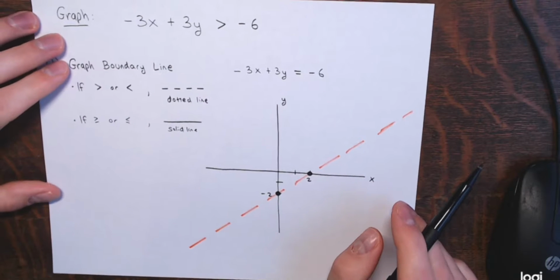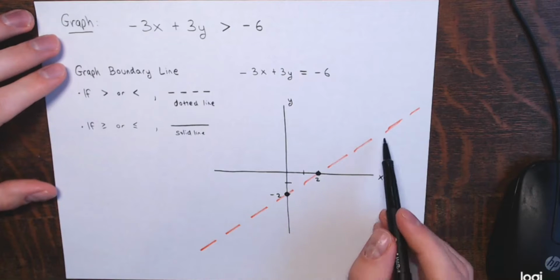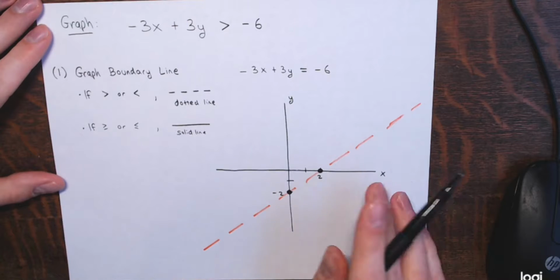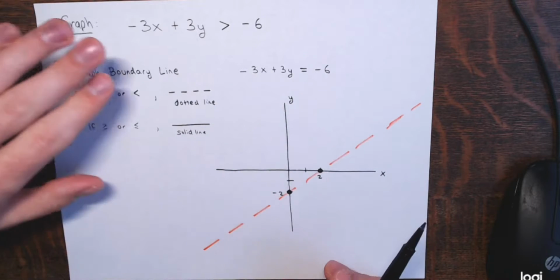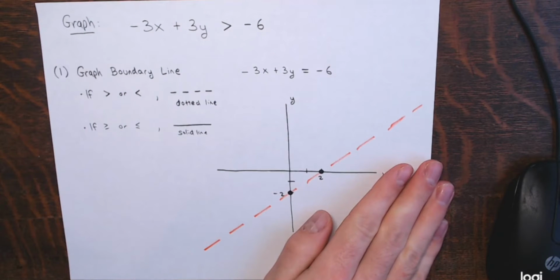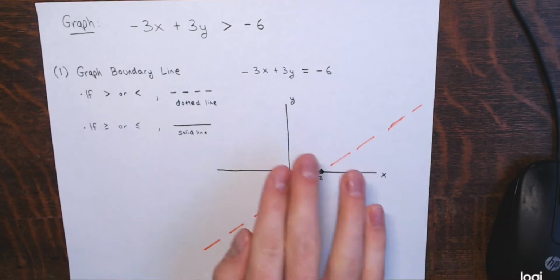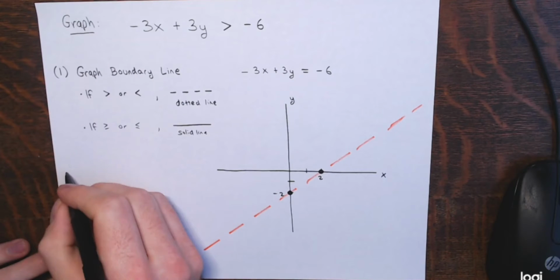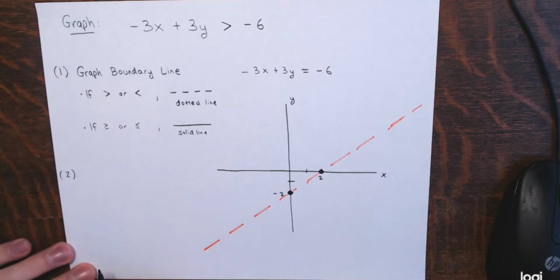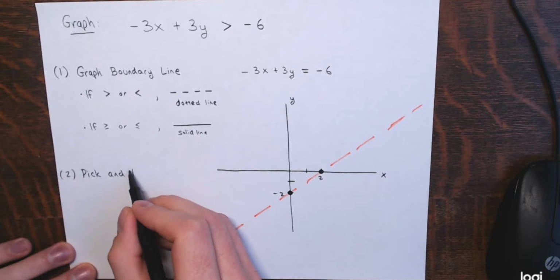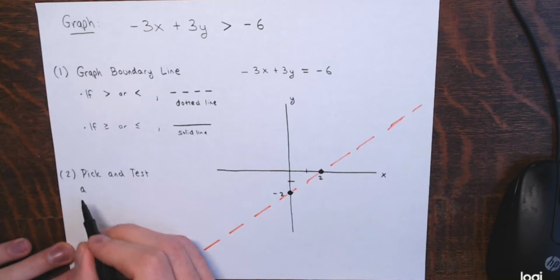Now, this line, like I mentioned a minute ago, this line I just drew separates the plane into two regions. There's everything on one side of the line and then everything on the other side of the line. One of these two sides is going to have all the solutions to the inequality, and then the other side will have no solutions. Right? So then we're just going to pick and test a point that's not on the boundary line.